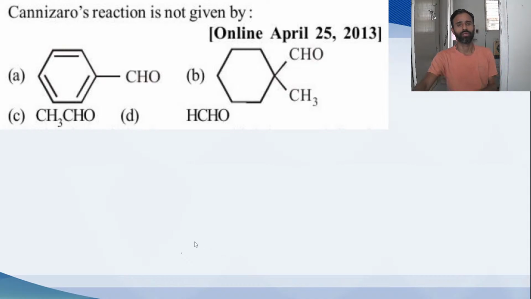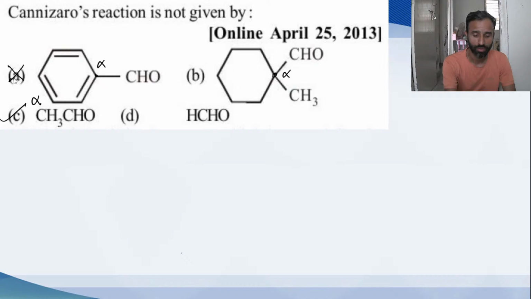See, Cannizzaro reaction is given by those which do not have alpha hydrogen. So in the first case, no alpha hydrogen. Second case, again no alpha hydrogen. In the third case, there is alpha hydrogen. That means acetaldehyde does not give the Cannizzaro reaction, but benzaldehyde will give this test.